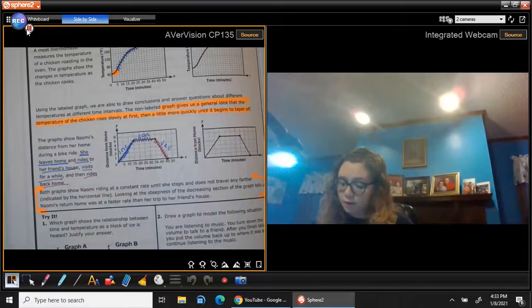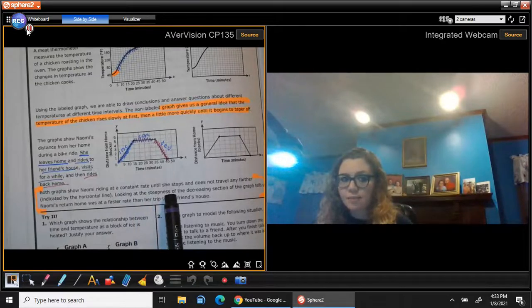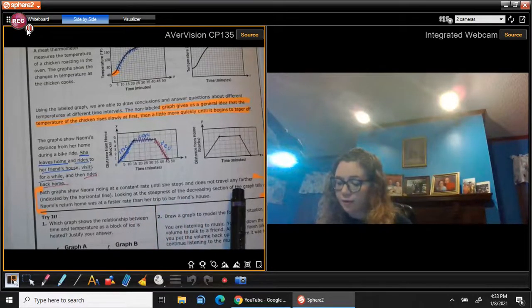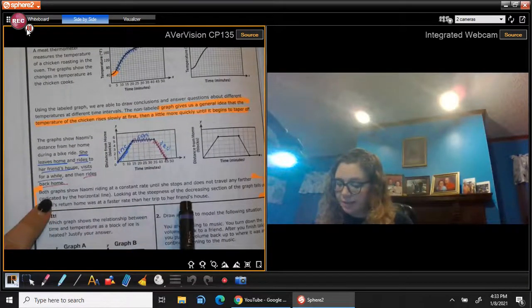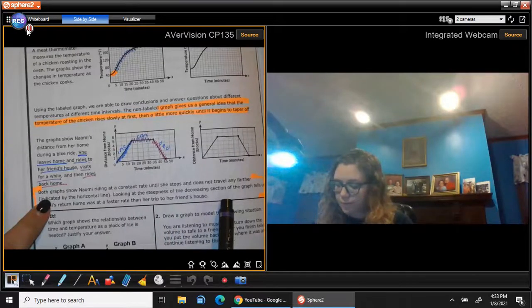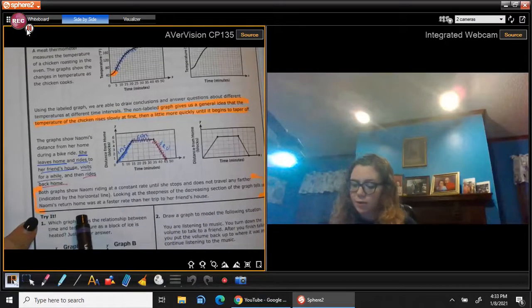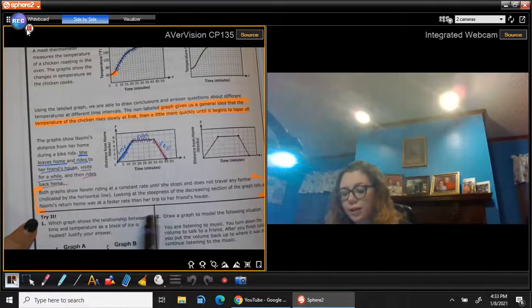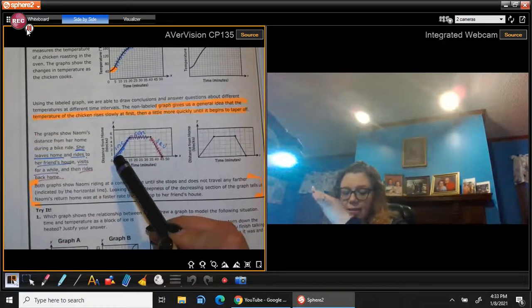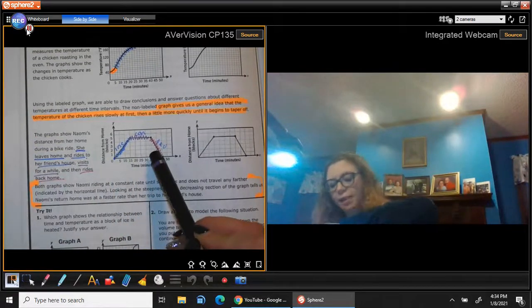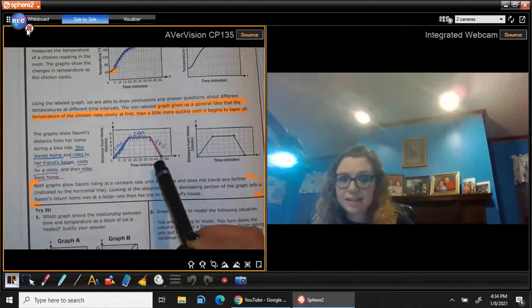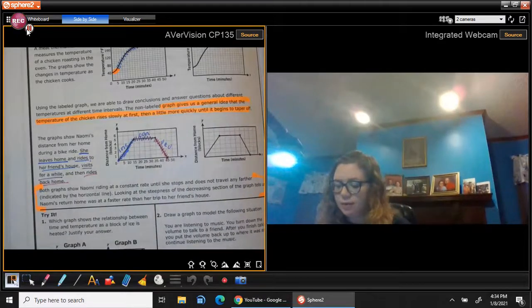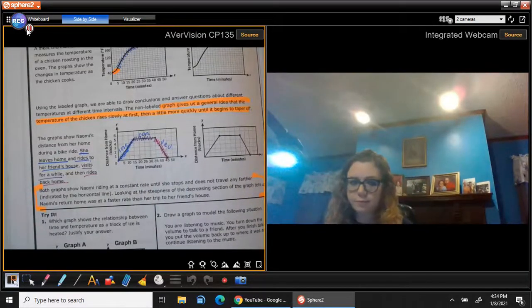So both graphs show Naomi riding at a constant rate until she stops and does not travel any further, which is this part, indicated by the horizontal line. Looking at the steepness of the decreasing section of the graph tells us Naomi's return home was at a faster rate than her trip to her friend's house. If you look, this is more relaxed, this line is steeper. So she's traveling faster to get back home. Probably because she had a curfew and she wasn't listening and she had to be home right then. So that's that.